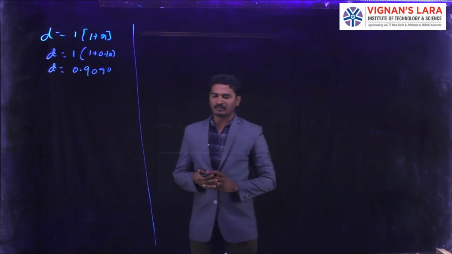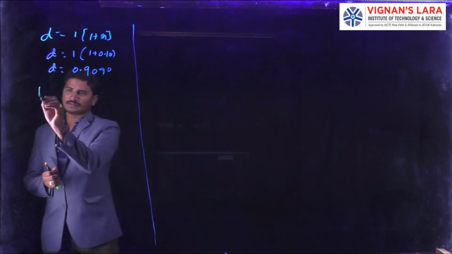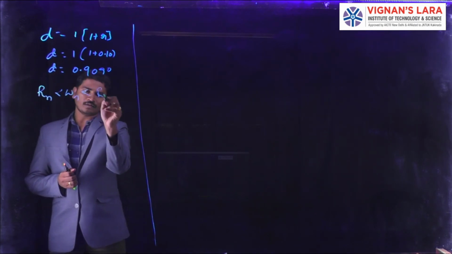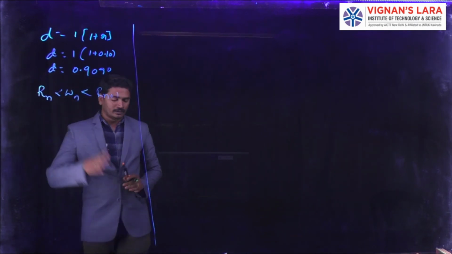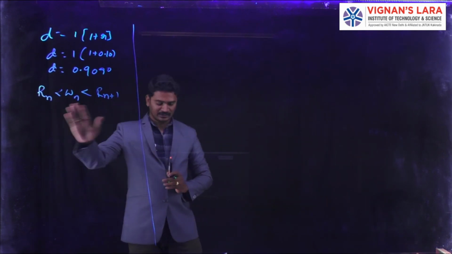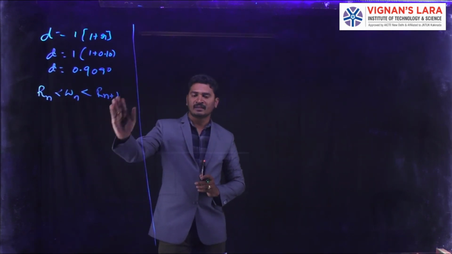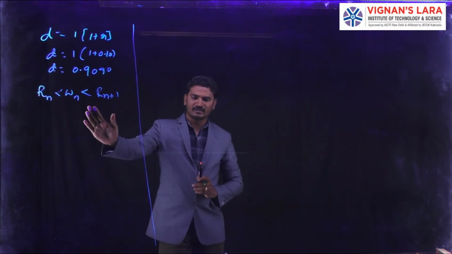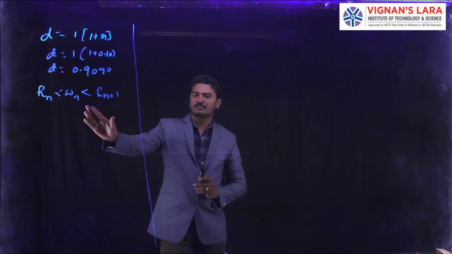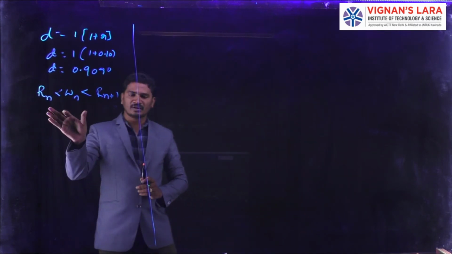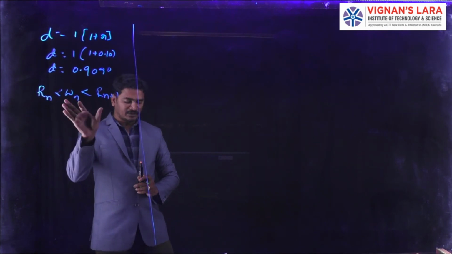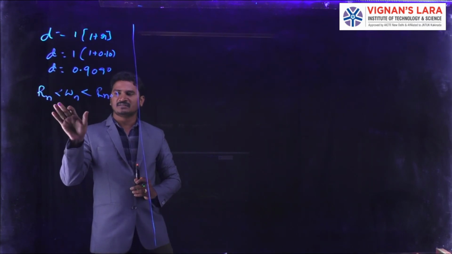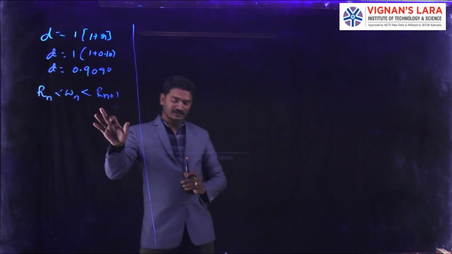If we are asked to calculate the optimum condition, we have one formula to check: Rn is greater than or equal to Wn, and Wn is greater than or equal to Rn plus 1. Here Rn is the running cost, Rn plus 1 is the running cost for the subsequent year, and Wn is the optimal cost. Only if it satisfies this condition will we calculate the optimal condition. First we have to check Rn less than Wn less than Rn plus 1.